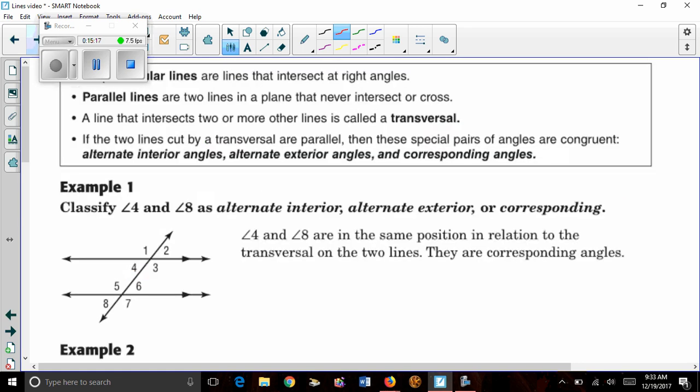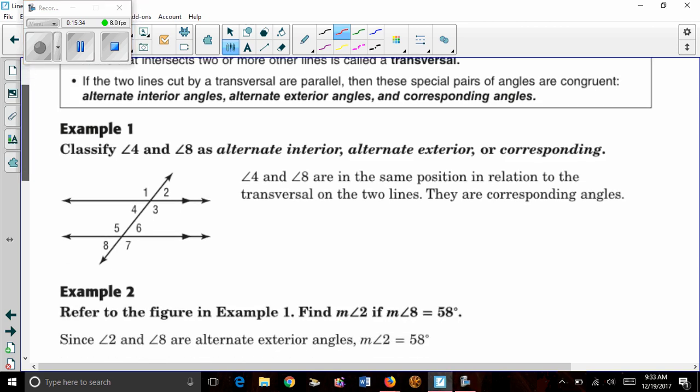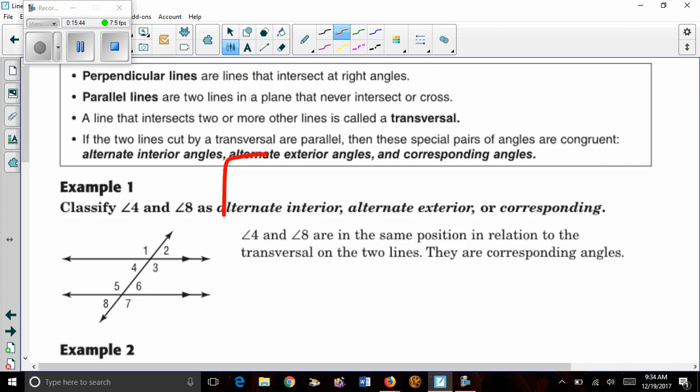All right. Now the definitions, the big ones, are at the top of the notes page. This is the reteach page you normally find on the back of your homework. Let's take a look at the examples for a second. Example 1 just says to classify angle 4 and angle 8 as either, so we've got choices, alternate interior, alternate exterior, or corresponding.